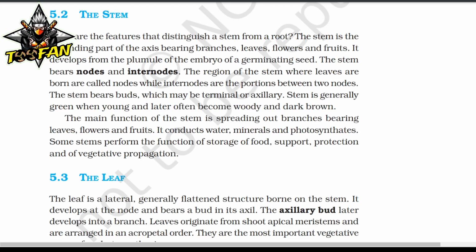The main function of the stem is spreading out branches bearing leaves, flowers, and fruits. It conducts water, minerals, and photosynthates. Some stems perform the additional functions of storage of food, support, protection, and of vegetative propagation.